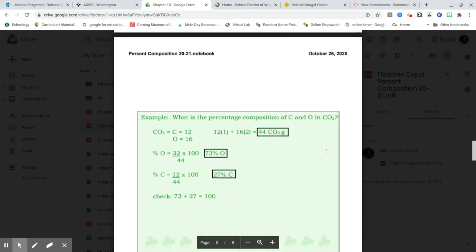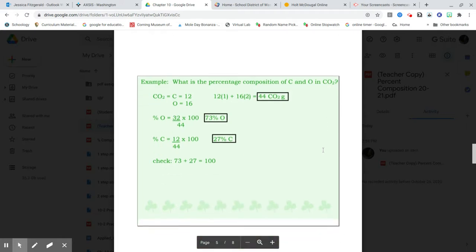So my next example that I'm looking at, I'm asking what's the percent composition of carbon and oxygen, and I give you the chemical formula, but I don't give you any of the information. This is where you're going to go to your periodic table. So we're going to first find the mass of carbon and round it to 12. The mass of oxygen is 15.99, so I round that to 16. I'm going to calculate the mass of my compound, which ends up being 44 grams because I have 2 of the oxygen. Now I'm ready to plug in and solve.